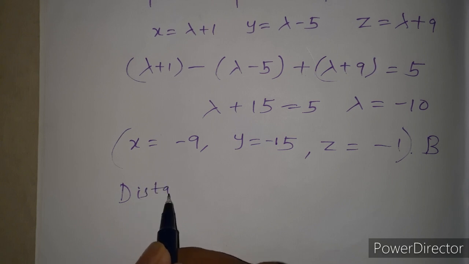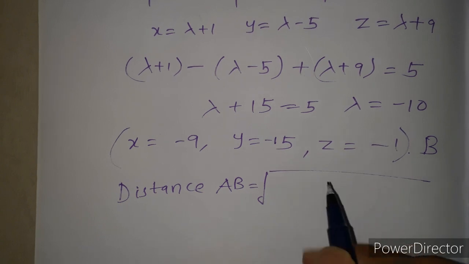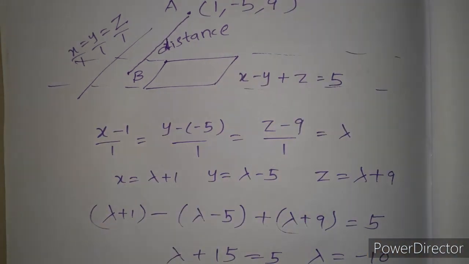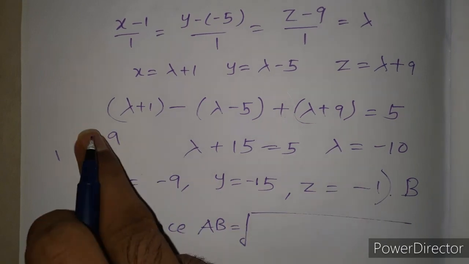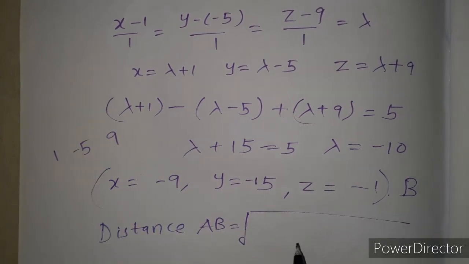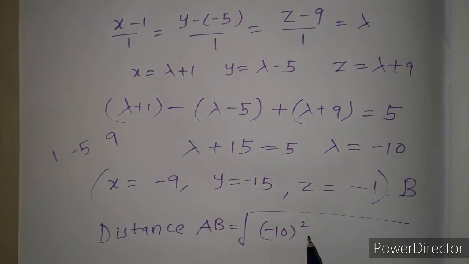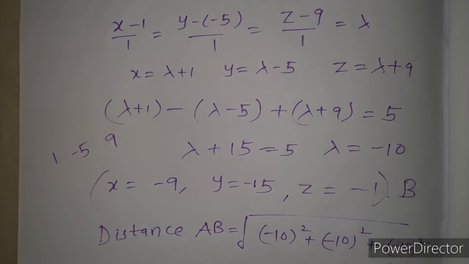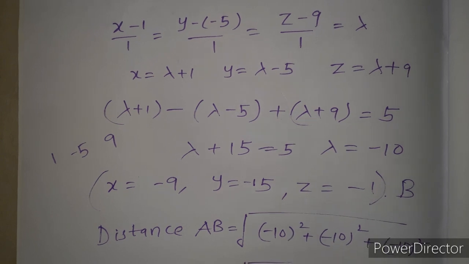So distance AB is the root of (x2 - x1)... we know the given point A is (1, -5, 9) and B is (-9, -15, -1). So -9 - 1 is -10, whole square, plus -15 + 5 is -10, whole square, again plus -1 - 9 is -10, whole square. So this will be root 300, which is 10 root 3.